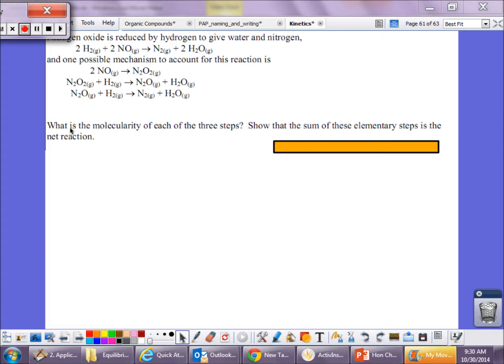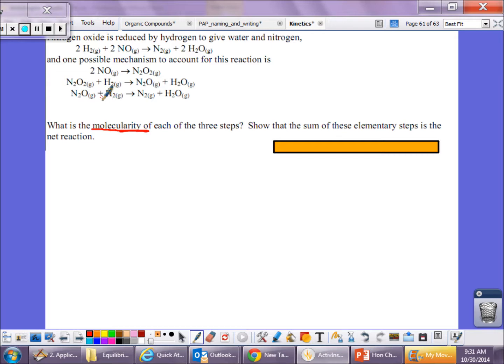Okay, so I don't really need it, because they ask me, what is the molecularity? What is the molecularity of each of the three steps? Show that the sum of the three elementary steps is the net reaction. Molecularity, remember the terms unimolecular, bimolecular, and termolecular. This first step is bimolecular. You have two molecules colliding together. This one is bimolecular. You have two of them colliding. This one is bi. So you just count how many molecules are colliding with each other in each step.